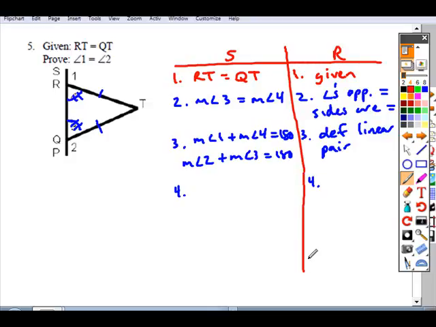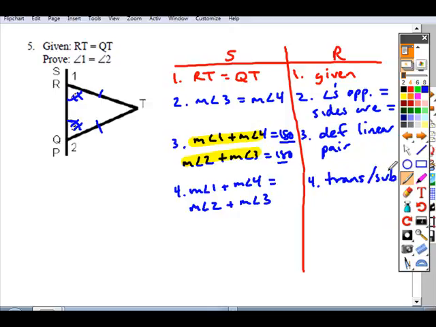Okay, the first part of that is to get them in the same equation and on opposite sides. So here we have two things. Here's two things that are equal to the same thing. Therefore, they're equal to each other. So angle 1 plus angle 4 is equivalent to angle 2 plus angle 3. And what justifies that? Two things equal to the same thing are equal to each other is transitive property or substitution.